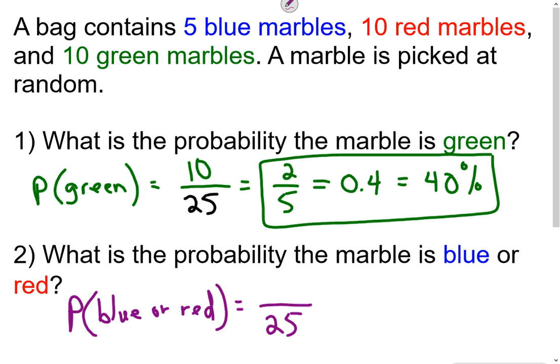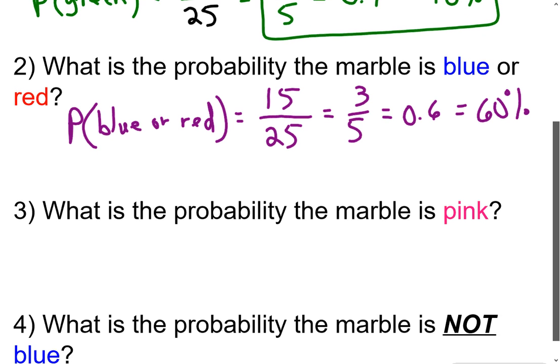Well, now I have to look at how many blue or red marbles are there total. Well, there's 5 blues and there's 10 reds. I add it together, so there's 15 possible marbles that will satisfy this little problem. Now it's just a matter of simplifying. Both are divisible by 5, so I end up with 3/5. If I turned it into a decimal, it's 0.6. If I turned it into a percent, it's 60%. For the probability of getting a blue or a red one.